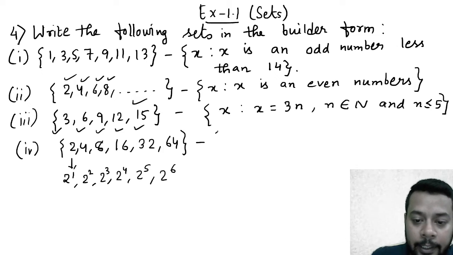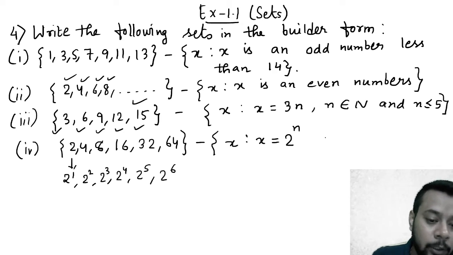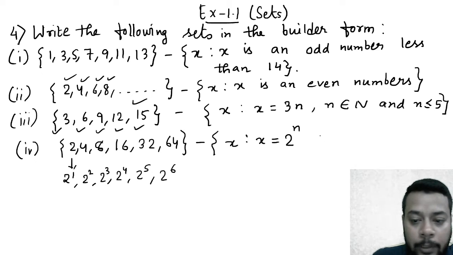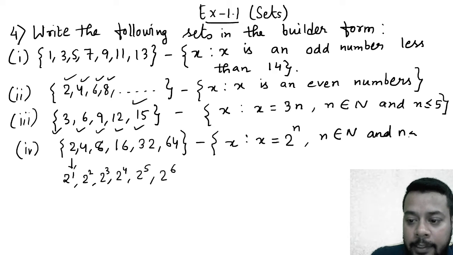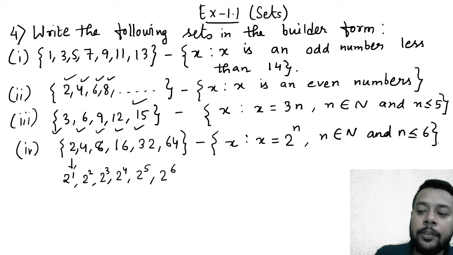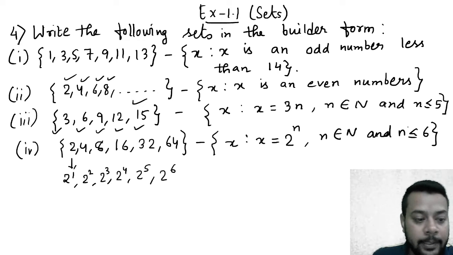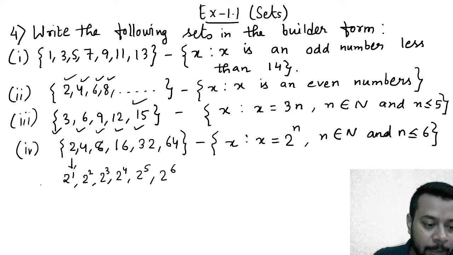So how can we write it? In the same format, the way we have written number 3. x equals 2 to the power n. This is the series of 2 to the power n, right? Where n belongs to natural numbers and n is less than or equal to 6. So this should be our answer here. As simple as that. Moving to sum number 5 now.